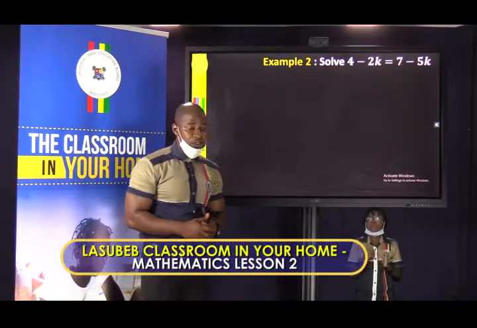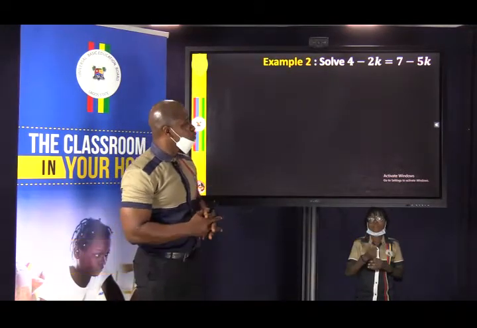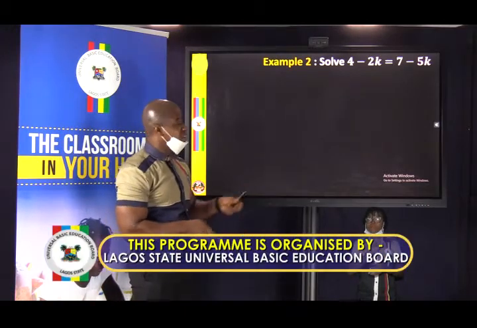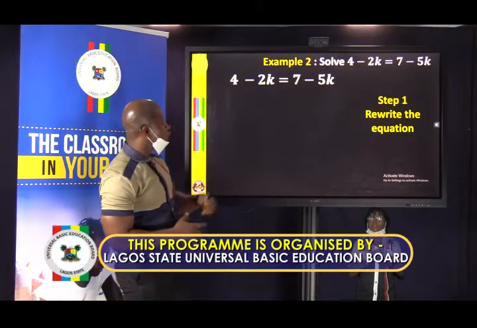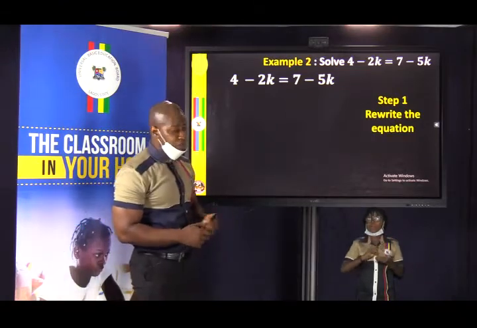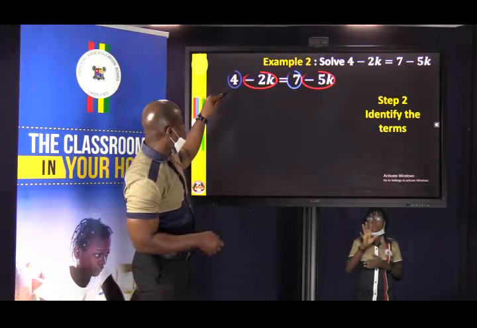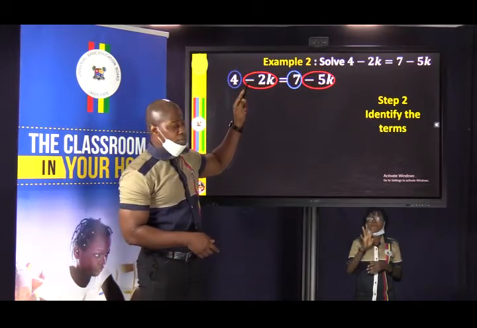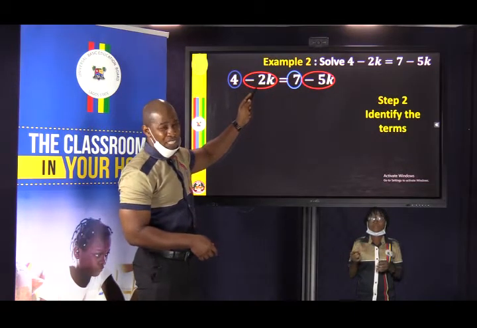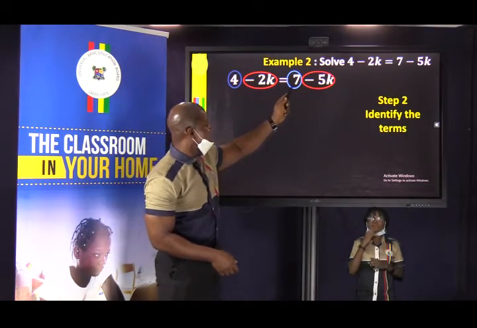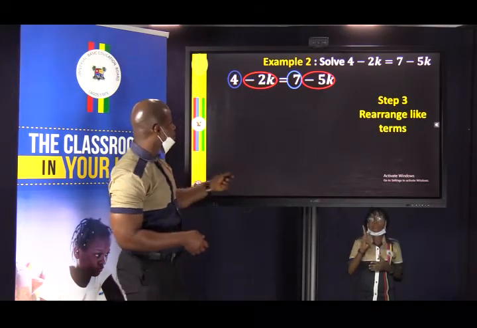This example says solve 4 minus 2k equals 7 minus 5k. So pay attention here. Again, we begin by writing the expression 4 minus 2k equals 7 minus 5k. Now we identify the terms, and that will be 4 minus 2k. Remember that minus belongs to 2k. The sign is always on the left of the term. On this side, we have 7, then we have minus 5k. Now we can rearrange like terms.